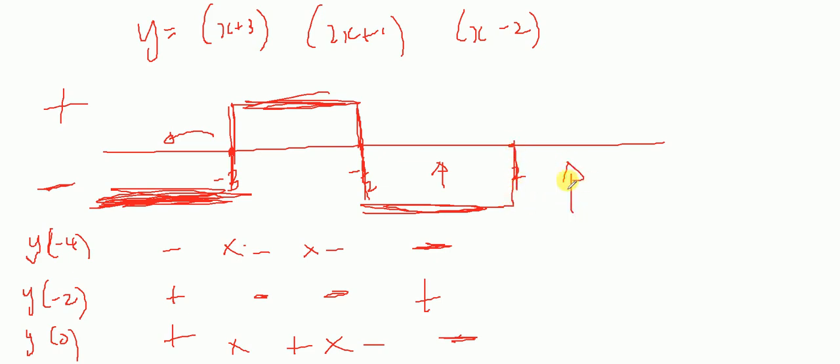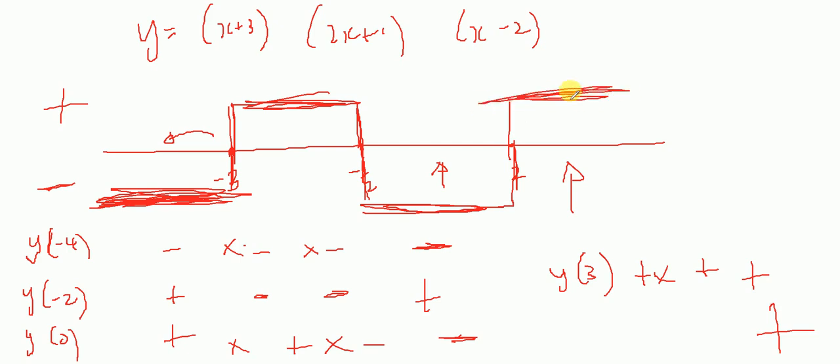And now I need a number bigger than 2, so I'm going to choose y of 3. 3 plus 3 is 6, so that's positive. Times that's positive, and that's positive. So I'm positive for the fourth one. So there is my sign diagram.